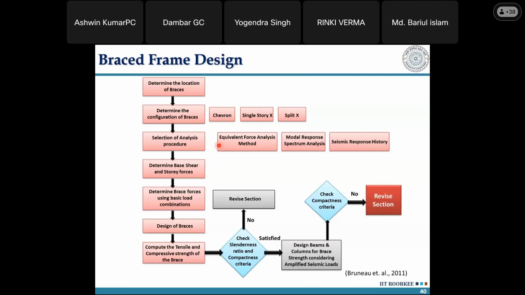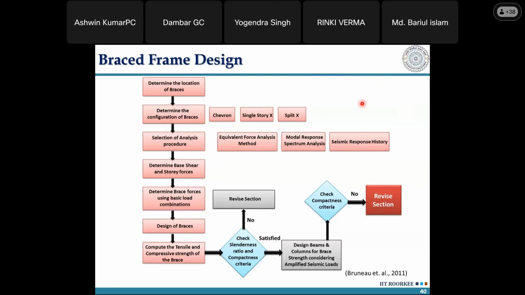I already talked to you about it. It is the inverted V configuration. Single story X is if I have a bay, one brace member goes like this and the other brace member goes like this, making an X in the system. So this is single story X. And split X is where I have two floors, with braces from the top left to the bottom and from the top right to the bottom. I have separate images for it.